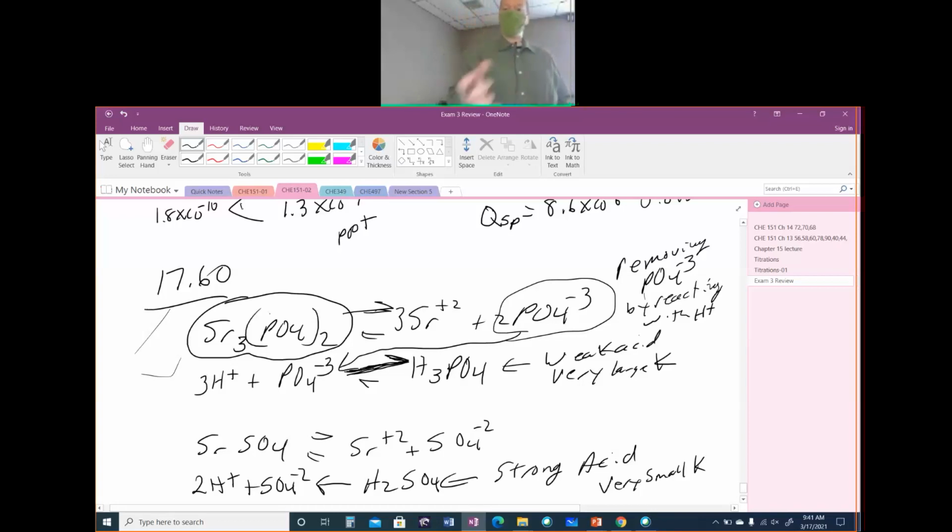So when you get these problems, you're always going to have an anion that's going to give you a weak acid and an anion that's giving you a strong acid. The anion that gives you the strong acid affects your solubility very, very minor, if at all. The one that forms a weak acid greatly increases your solubility.